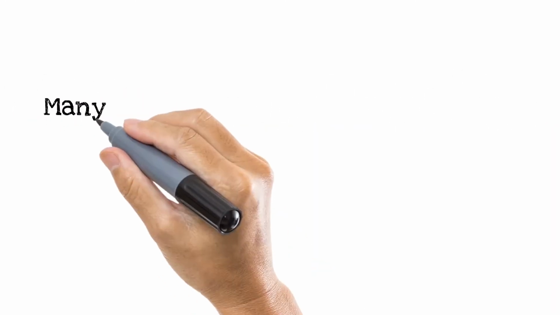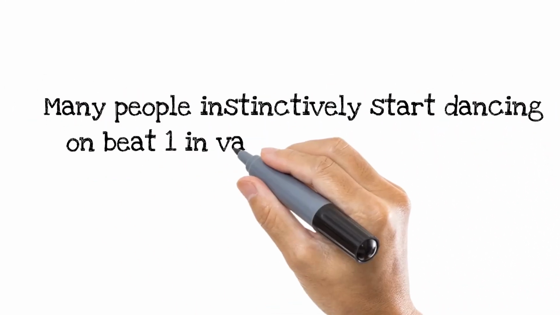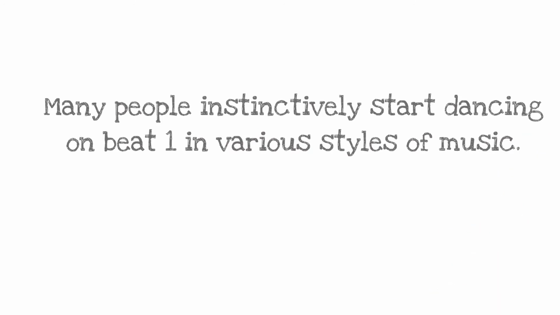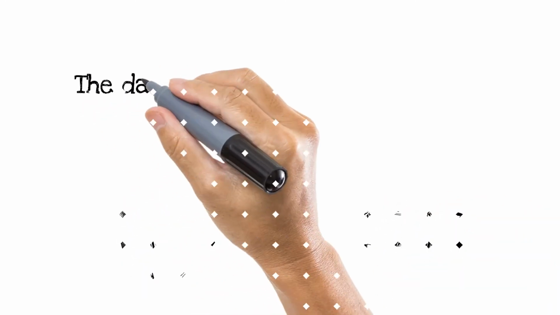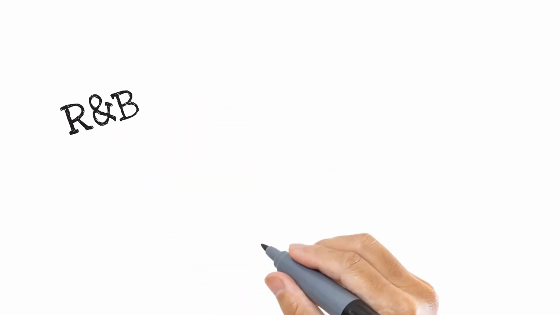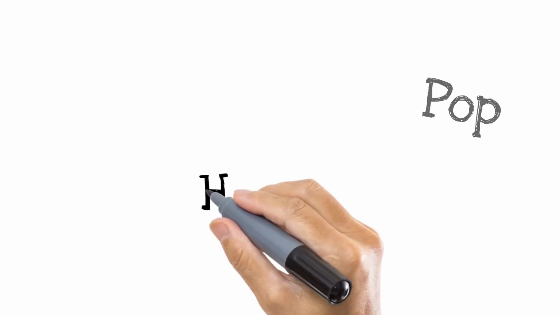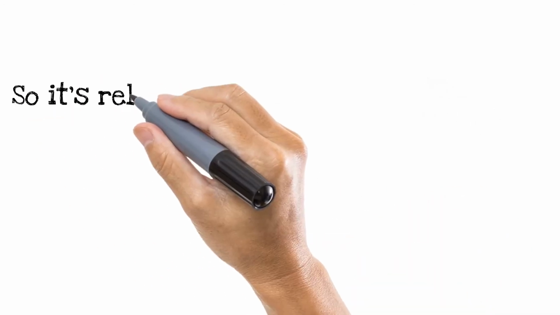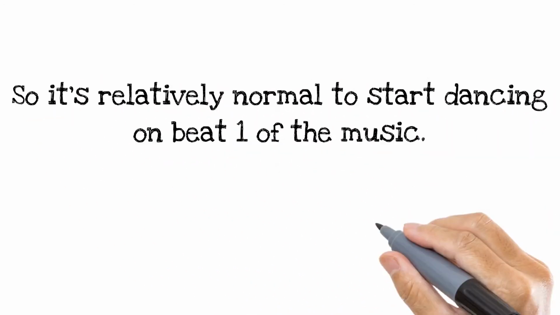Well, many people instinctively start dancing on beat 1 in various styles of music. For example, take other rhythmic styles of Latin music like merengue or bachata. The dancers normally begin dancing on beat 1 of the song. The same can be said for many other types of music like R&B, rock, and pop, even hip-hop. So it's relatively normal to start dancing on beat 1 of the music.